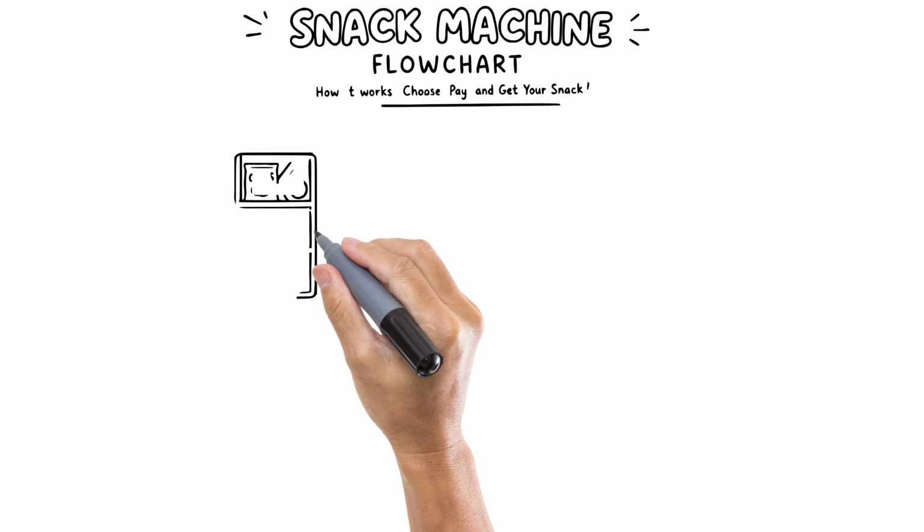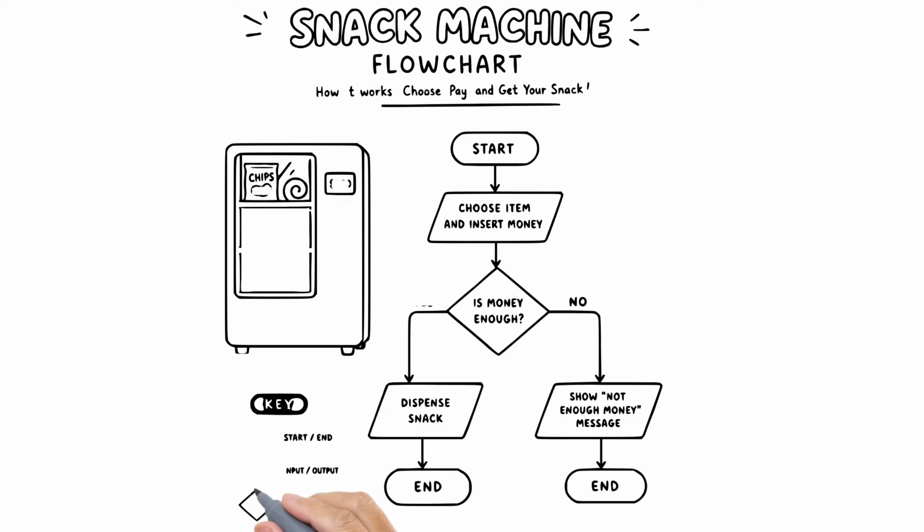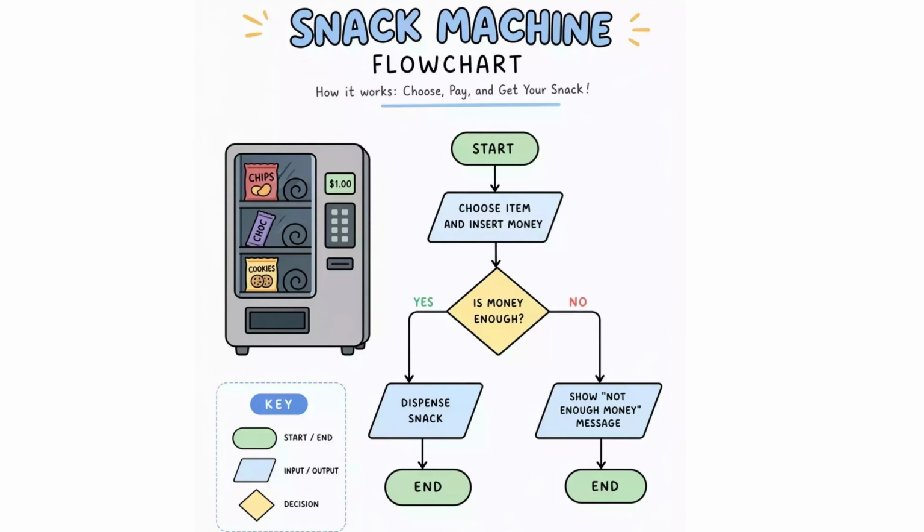Flowcharts are not only for code, they work for real-life systems too. A vending machine, a school routine, or a snack choice can all be mapped with flowchart logic. That is because flowcharts are really about clear thinking, not just computers.